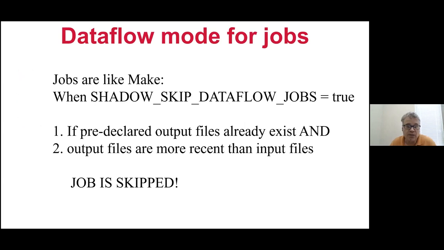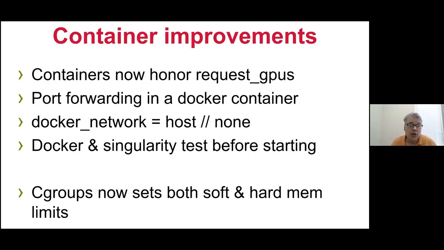We've talked about Dataflow mode a little bit. And again, this turns jobs into jobs like make. So with this knob that you can set in the config file, SHADOW_SKIP_DATAFLOW_JOBS equals true, if your job has an input sandbox and an output sandbox, and the output files all exist, and the mtime of these output files is all more recent than the input files, the job is skipped, just like make.